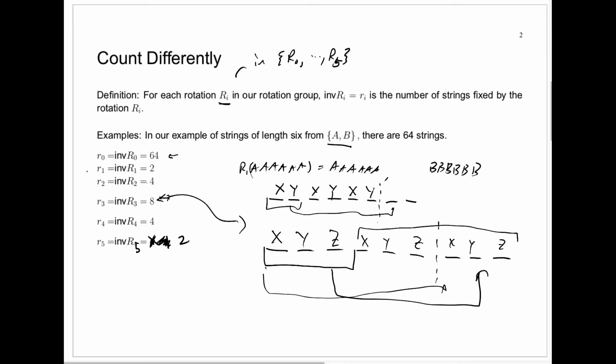It should be the same number as R1. Why? Because this rotation by 5 units is the same as the rotation by 1 unit in the opposite direction. So again, it should have the same number of strings that it fixes as R1. So now we've corrected it. We have the correct invariant numbers for all of the different rotations here. The invariant numbers are 64, 2, 4, 8, 4, and 2.